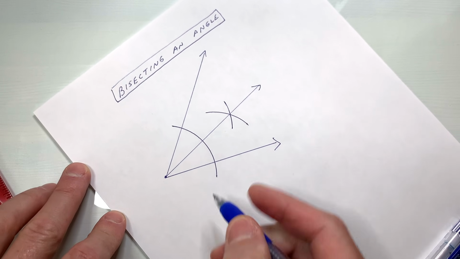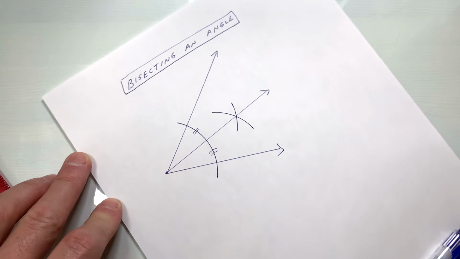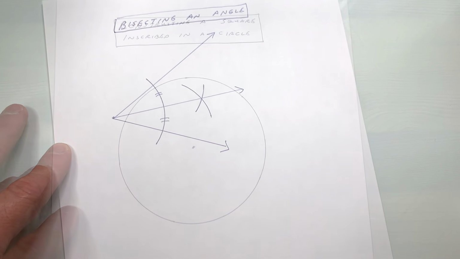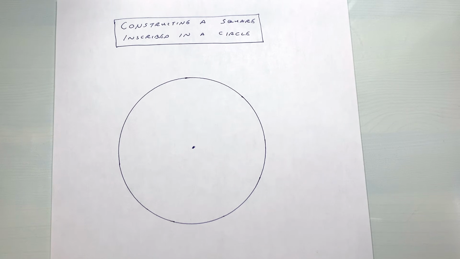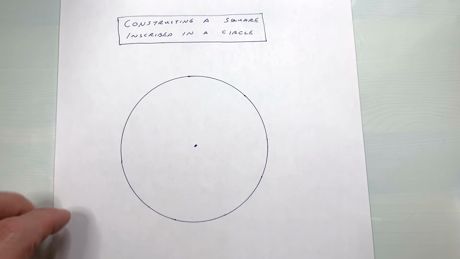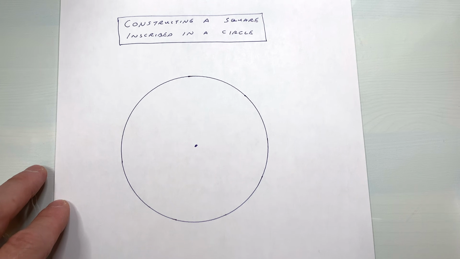And that's it. You can see that this angle here and this angle here are congruent to one another. For this next construction, we're going to talk about how to draw a square inscribed inside of a circle.